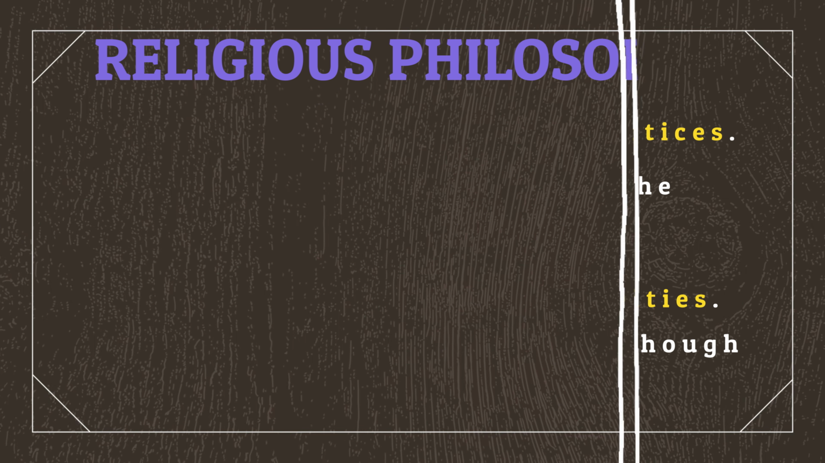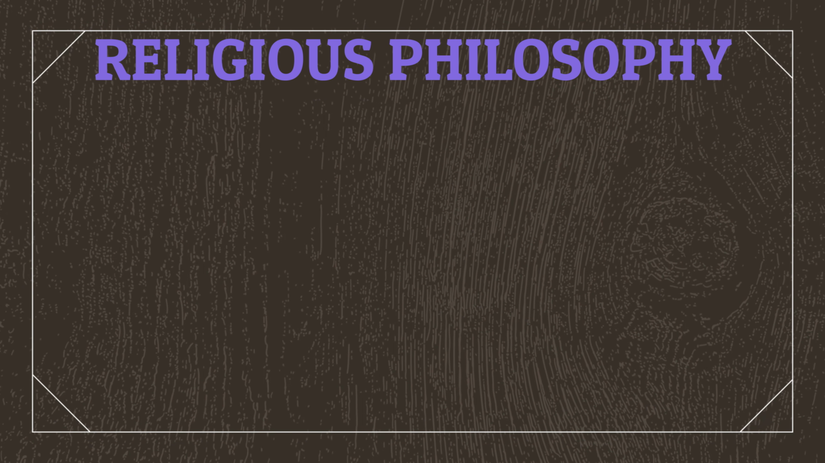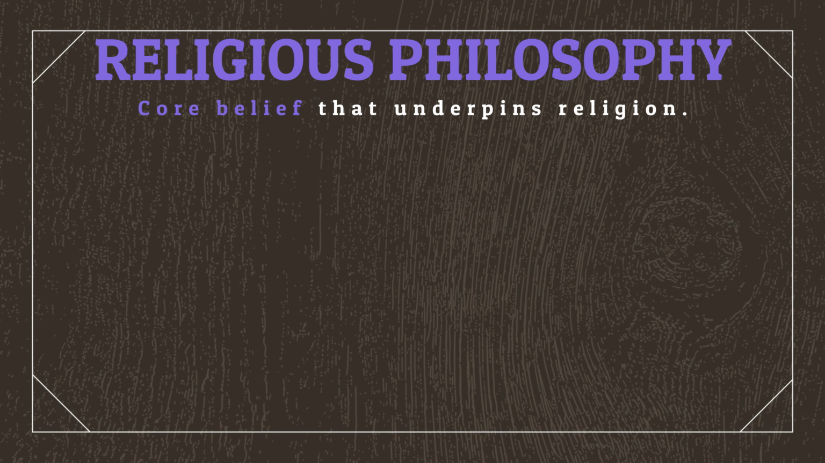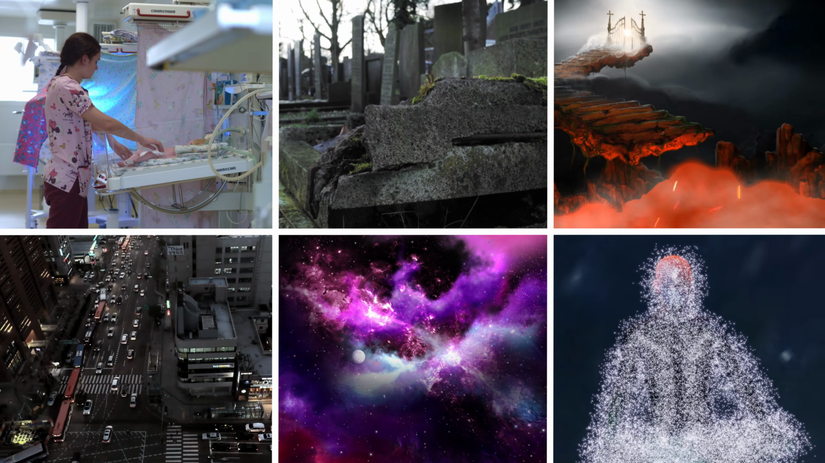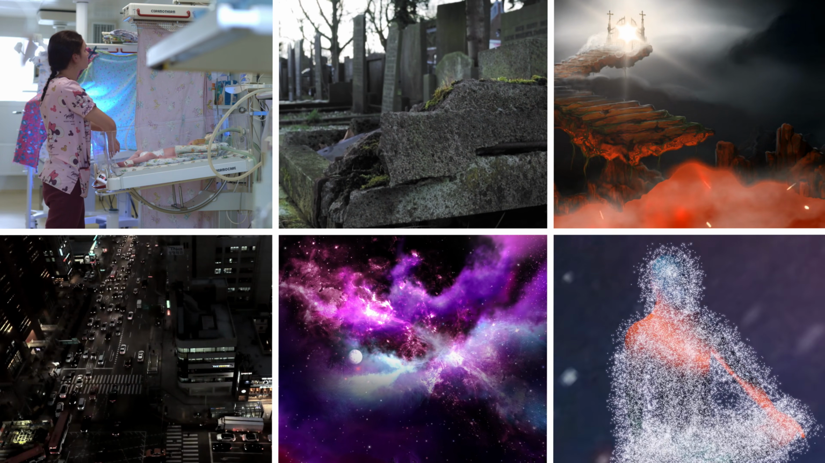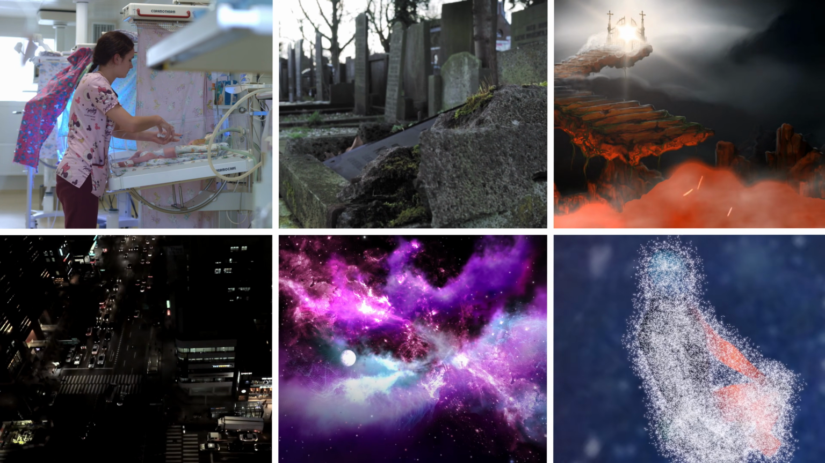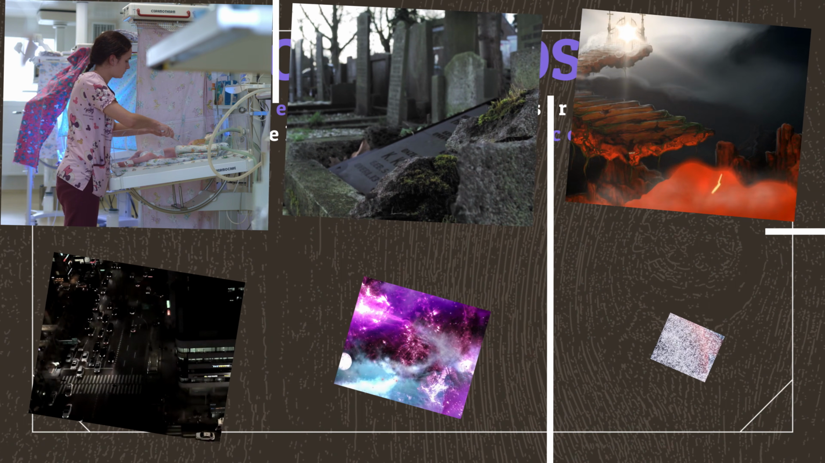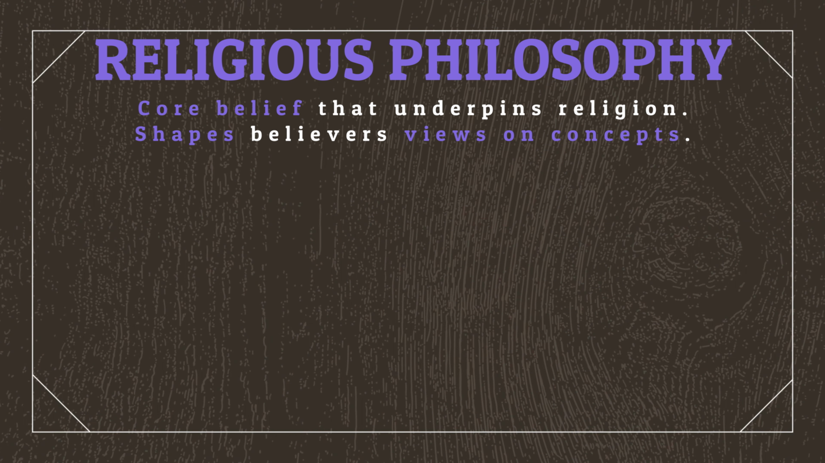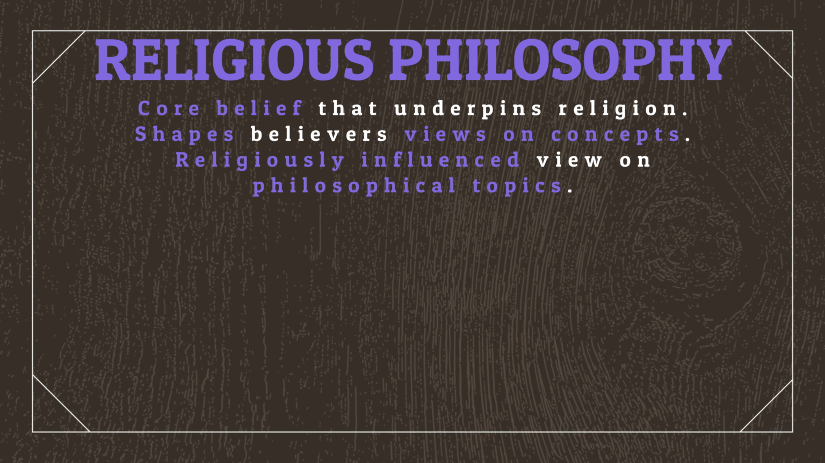At their most foundational level, religions are underpinned by a core belief, which we refer to as a religious philosophy. These religious philosophies define how followers of a religion view things like life, death, the afterlife, the world around them, the universe at large, and everything beyond. In other words, a religious philosophy is a religiously influenced view on philosophical topics.